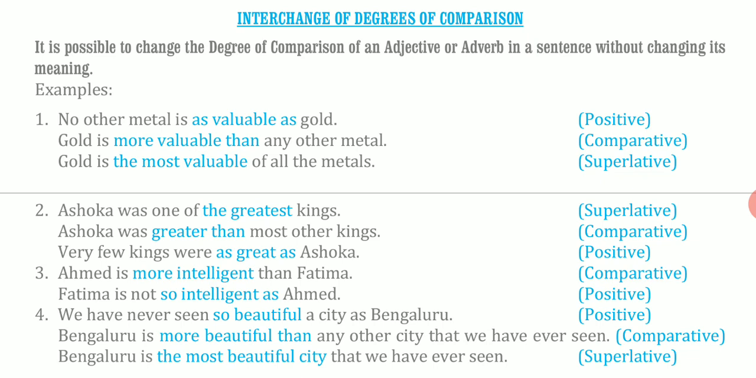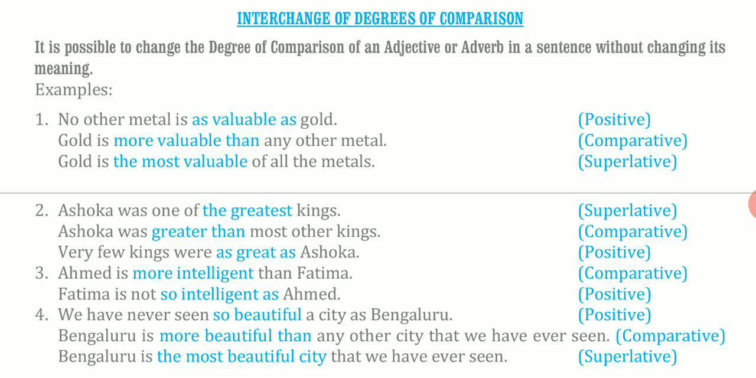Ashoka was greater than most other kings. Than means comparative, not superlative. Very few kings were as great as Ashoka. Great is positive degree. Ahmad is more intelligent than Fatima. Than means comparative degree. Fatima is not so intelligent as Ahmad.